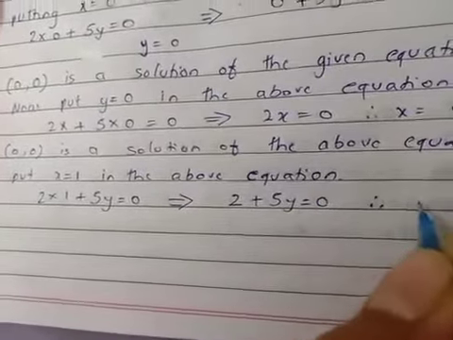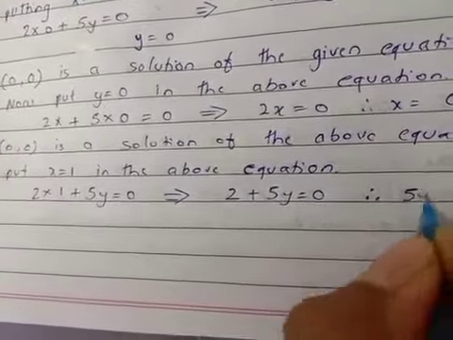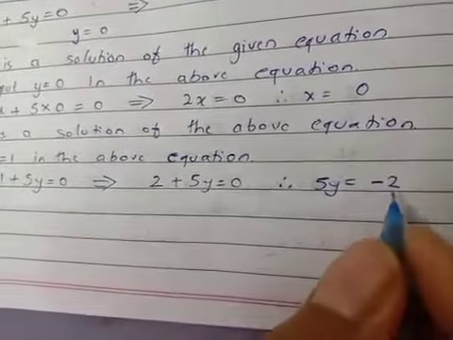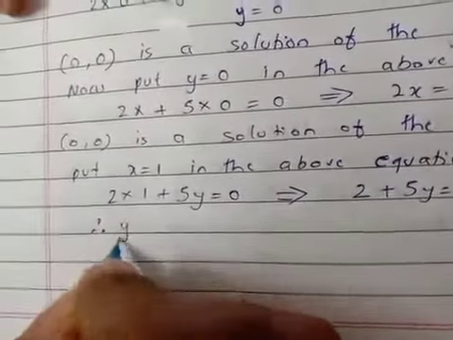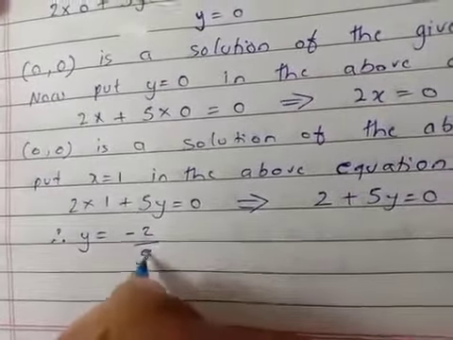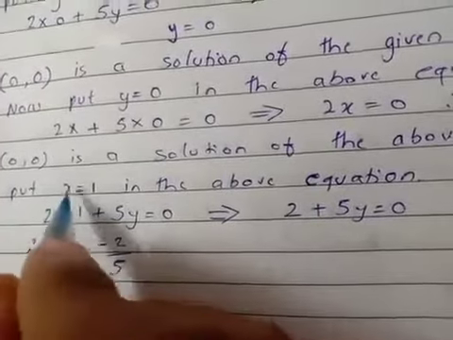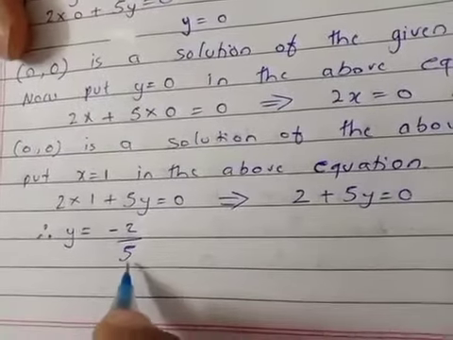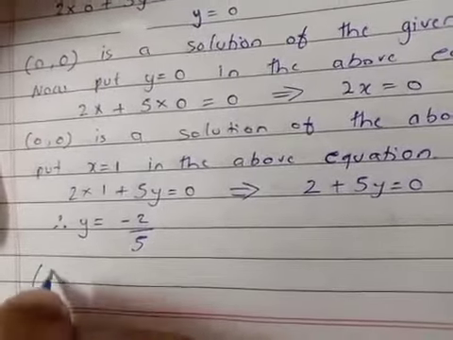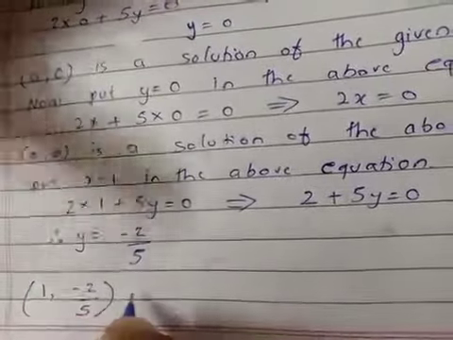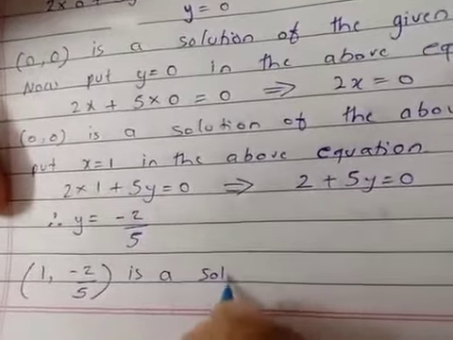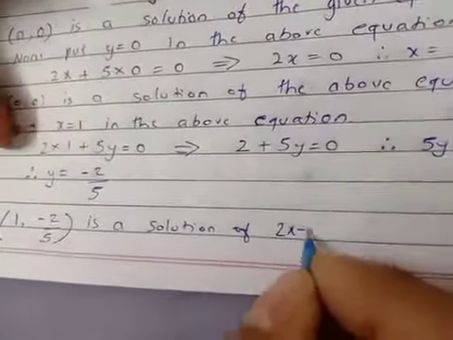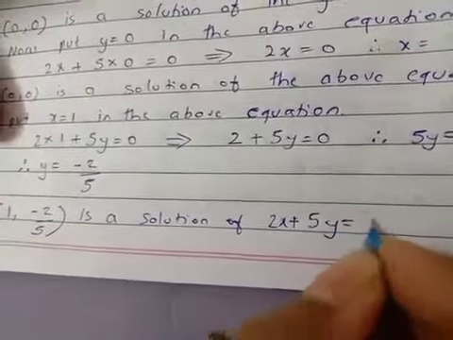Therefore 5y equal to minus 2. This plus 2 will go on the right hand side, it will become minus 2. So therefore value of y is minus 2 by 5. Now if you put the value of x as 1 in this equation, we get the value of y as minus 2 upon 5. So we can write that 1 comma minus 2 by 5 is a solution of 2x plus 5y equal to 0.